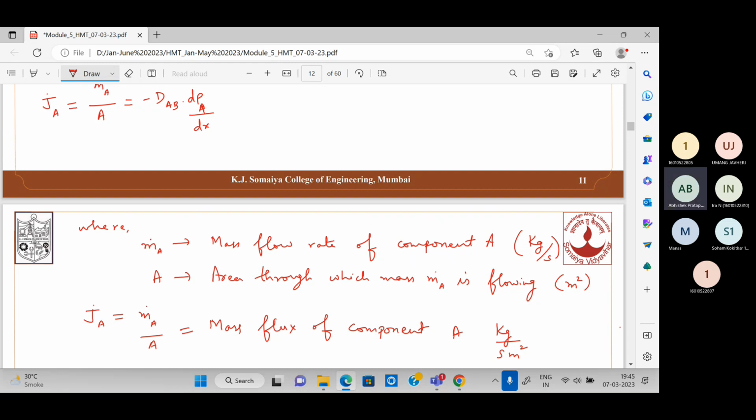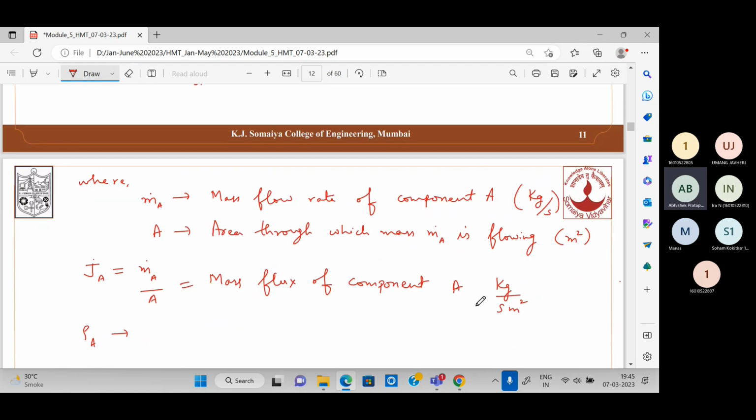This is Ma dot. So what is this? This is the mass flow rate of component A in kg per second. Capital A is the area through which the mass Ma dot is flowing, so it is in meter square. So we can write this as Ma per unit area, that is the mass flux of component A. The unit is kg per second meter square.